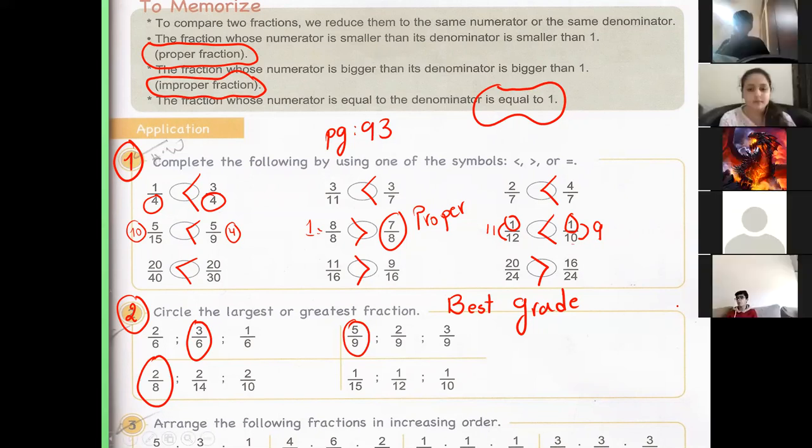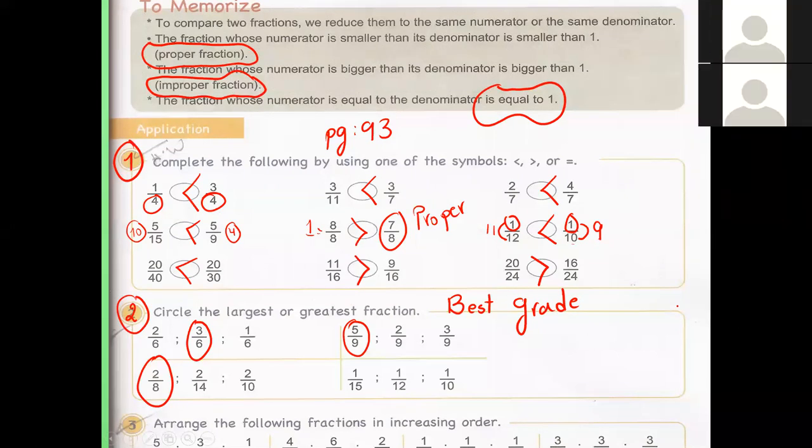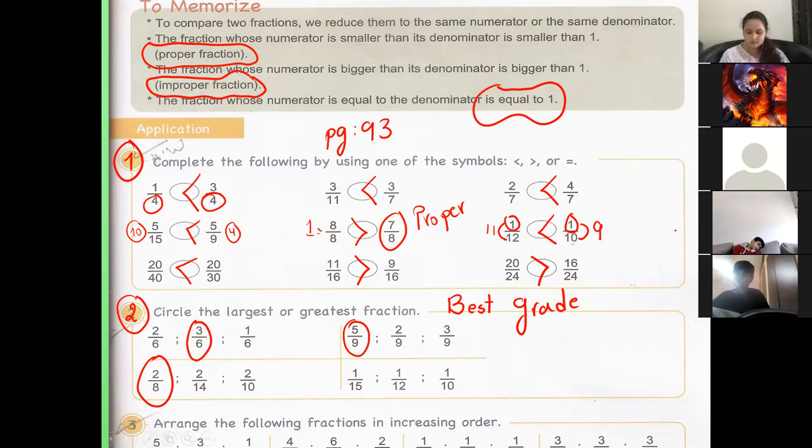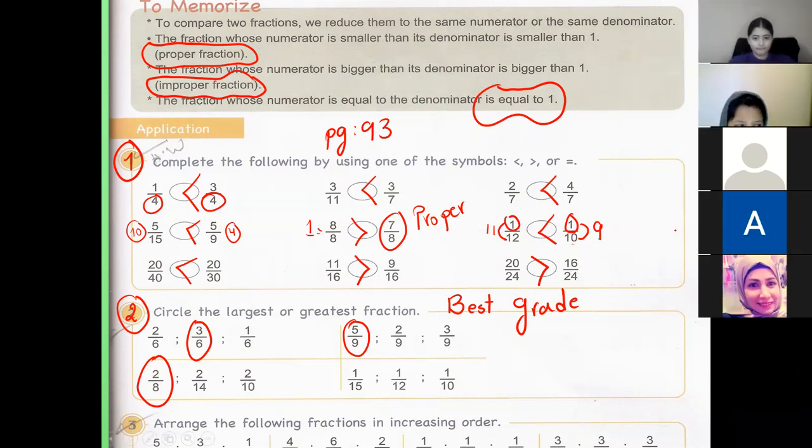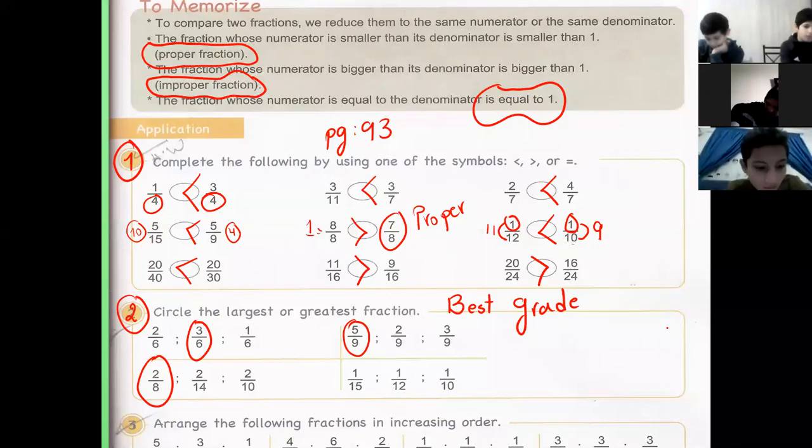Lin. Come on, Lin. It's easy. 1 over 15, 1 over 12 and 1 over 10. Which one is the best grade? The greatest fraction. Miss, Lin is not here. She's here, Jude. Come on, Lin. 1 over 15. Why? The best grade, Lin. Here is a trick. Same numerators, Lin. So we are looking down.